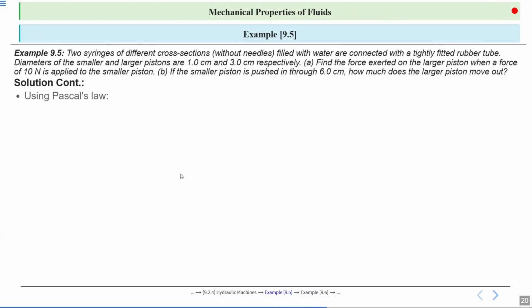Now using Pascal's law, the formula we use here is F2 equal to A2 upon A1 into F1. This equation shows that the force on the larger piston F2 is the product of the force on the smaller piston F1 and the ratio of the areas of the pistons A2 upon A1.